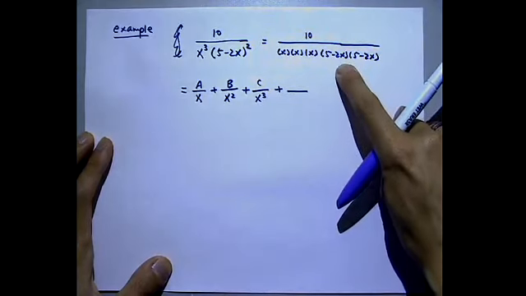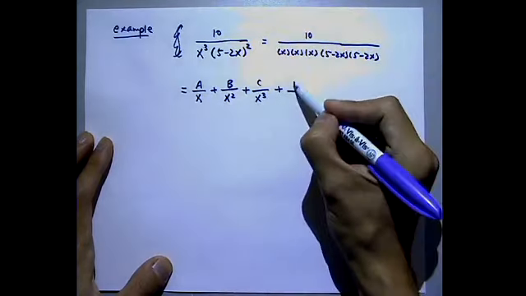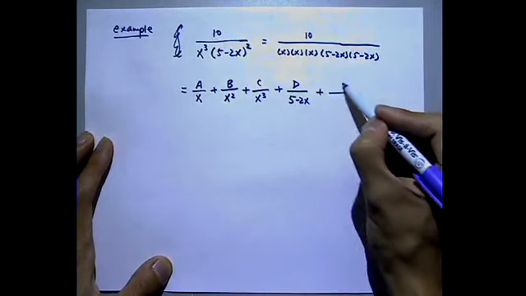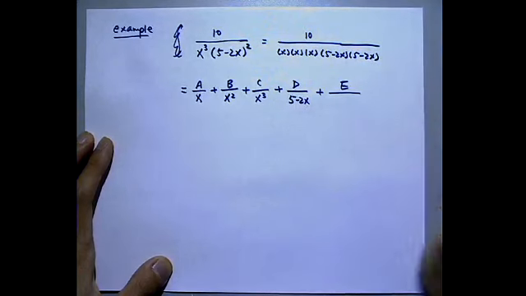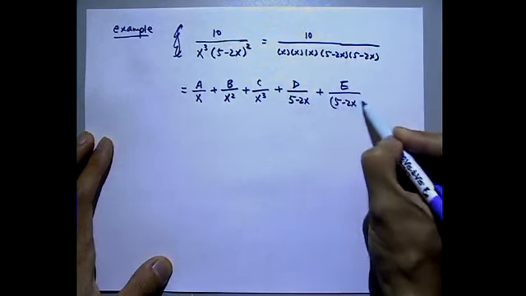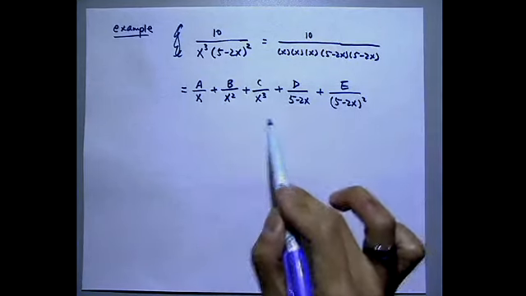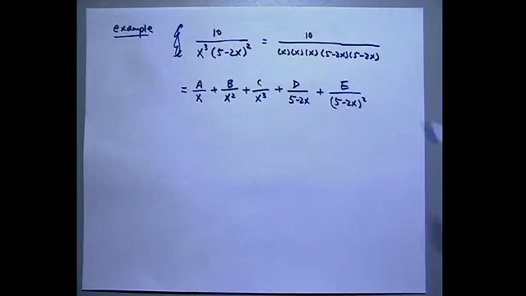And then it's 5 minus 2x's turn, so d over 5 minus 2x. And last one, e over (5 minus 2x) squared. Does that make sense? However many times this thing repeats, you just keep adding these terms. Now solving for the constants would be a headache here, right? If we have time and we're really motivated we could do it, but I don't want to do it.